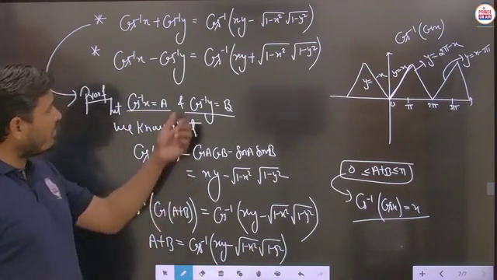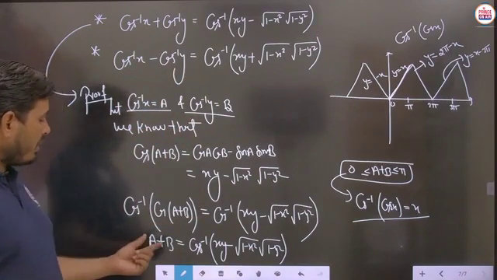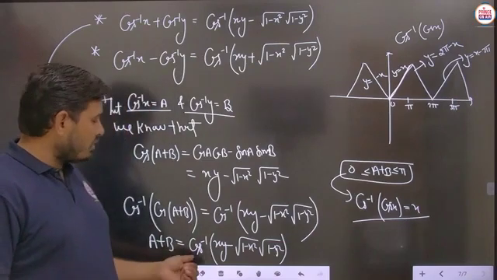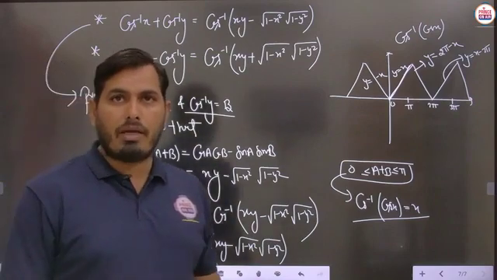Now a will be what? Cos inverse x. b is what? Cos inverse y. So the formula will become cos inverse x plus cos inverse y is to be taken as cos inverse of xy minus under root of 1 minus y square into under root of 1 minus x square.